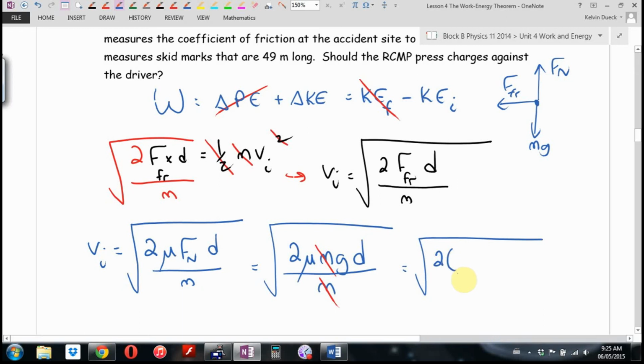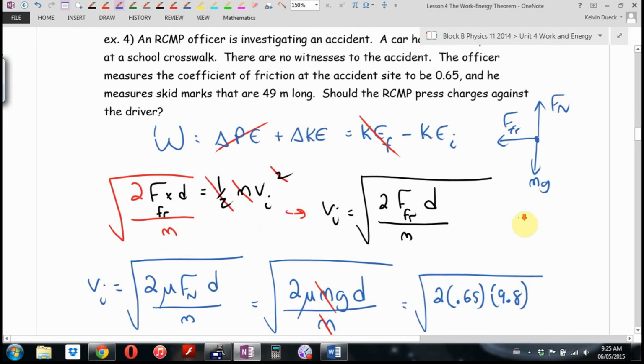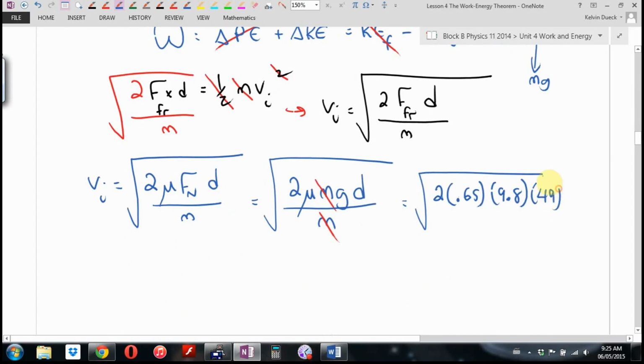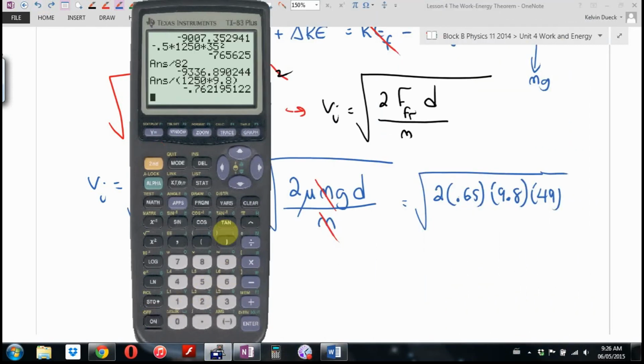What's mu? I don't know. What was mu? 0.65? It's about right for pavement. G, 9.8. 49 meter long skid. It's not over anything. Ha ha! Bottom cancel. That's kind of cool. I get almost exactly 25 meters per second. I'll call it 25.